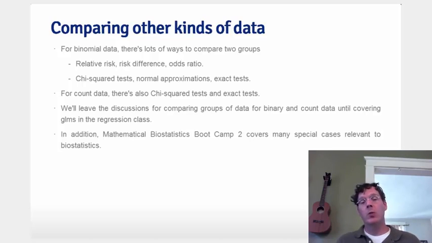In addition, when your data is binary, you might consider something like looking at odds ratios, which we will cover in our generalized linear model component of the regression class. The same can be said for count data, where we'll talk about Poisson models and generalized linear models for rates, again in our regression class. For several of the other two-group special cases, the class Mathematical Biostatistics Bootcamp 2, also on Coursera, covers many of them.